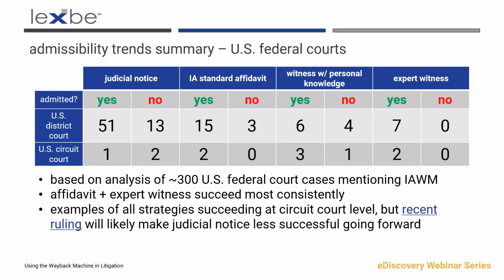Nonetheless, the summary gives a good general idea of the relative effectiveness of the different strategies, with the affidavit and expert witnesses being the most consistent. Note that 2 out of 3 of the instances where Wayback Machine evidence was denied with use of the affidavit had to do with incorrect usage. The record of all strategies at the circuit court level is much more sparse, though the few cases have generally demonstrated at least openness to all strategies. A notable exception is the previously discussed Fifth Circuit case, which is likely to have an adverse effect on the success of judicial notice going forward.